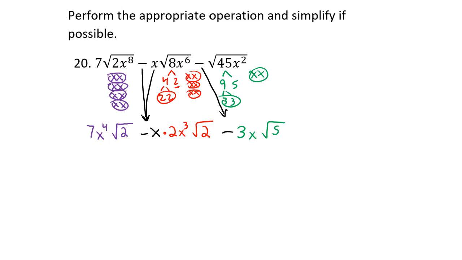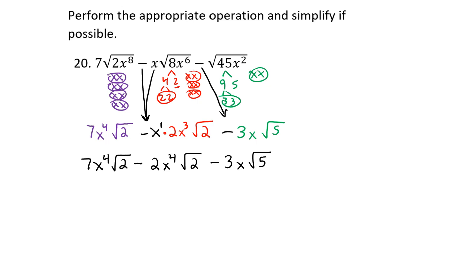Now I'm going to clean up the problem. I have 7x to the 4th square root of 2. I have a minus. I have a 2. I have an x, and then I have x to the third. It's really x to the first, and if we multiply, we add our exponents. So this is really x to the 4th square root of 2 minus 3x square root 5.